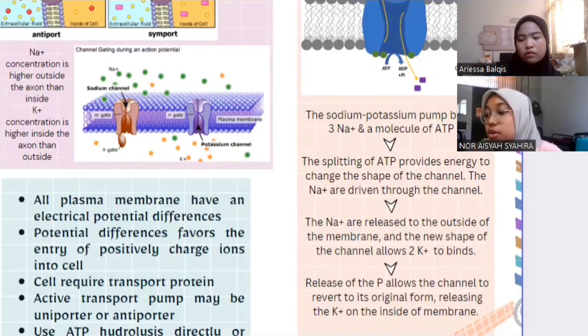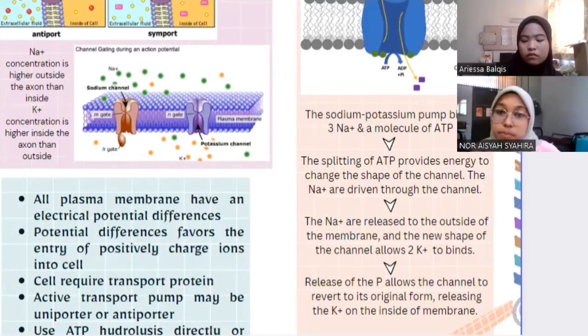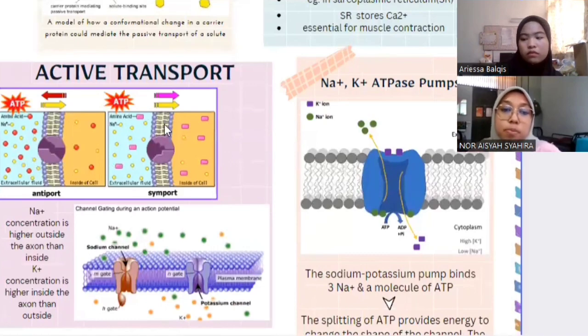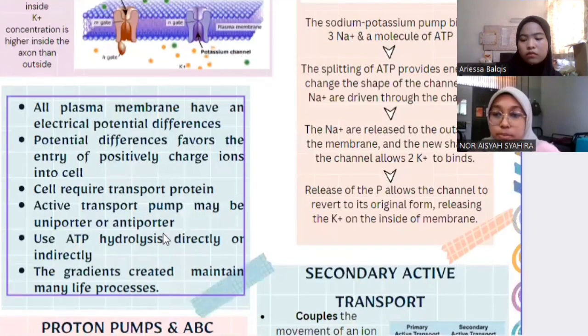The gradients also maintain many life processes, like negative and positive charges, which allow life processes to move. This picture shows how antiport and symport move. The antiport will move against each other, but symport will move in one direction. So I think that's all from me.